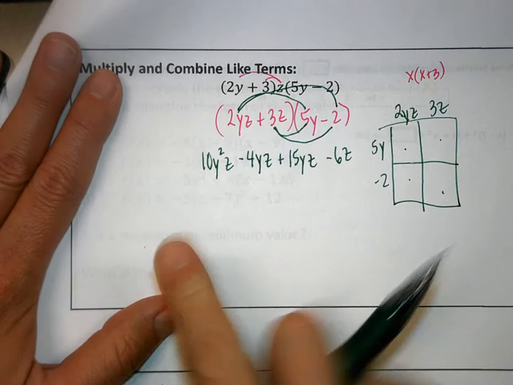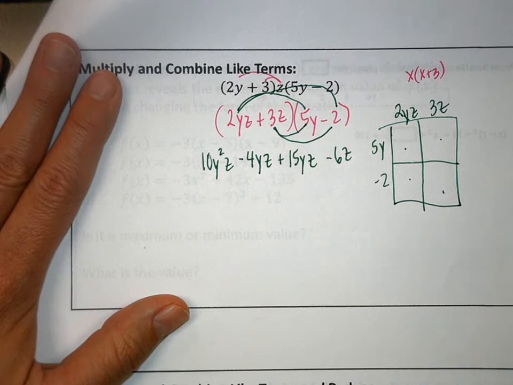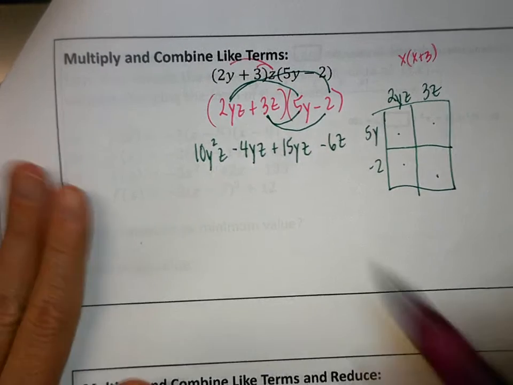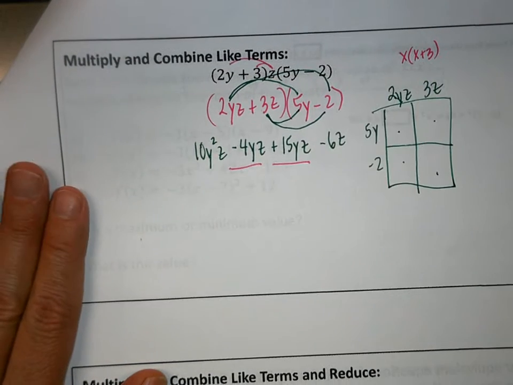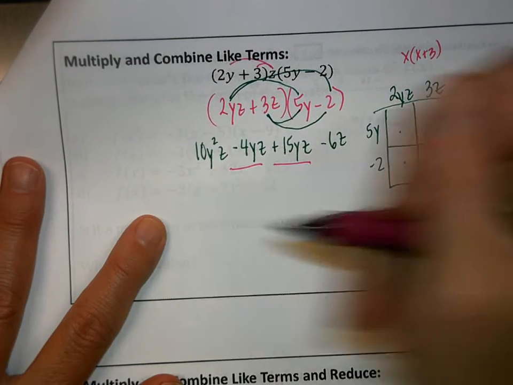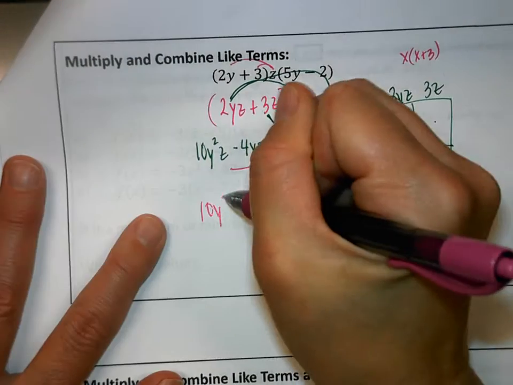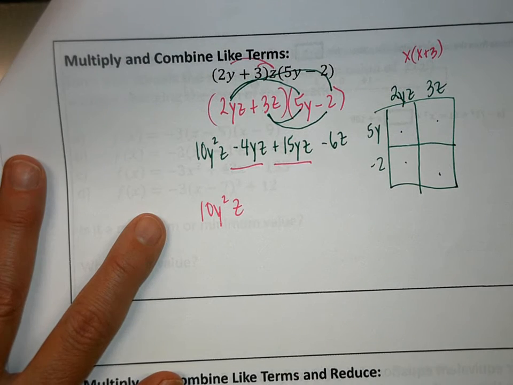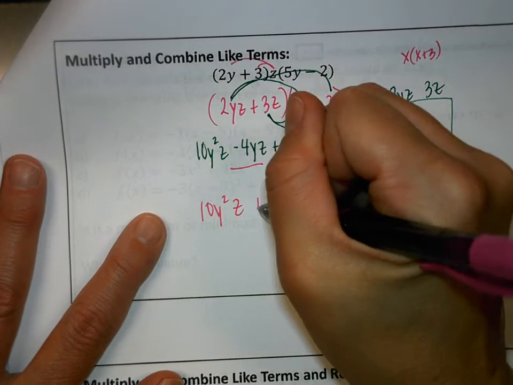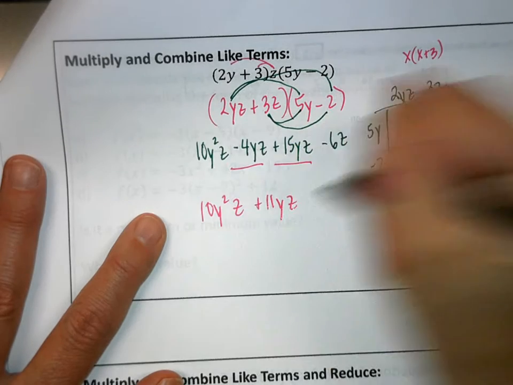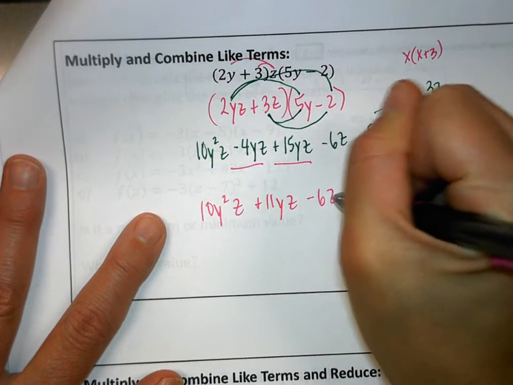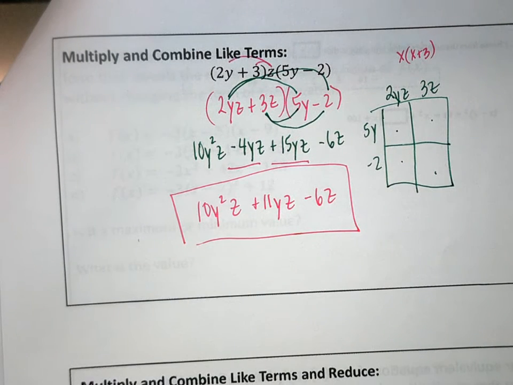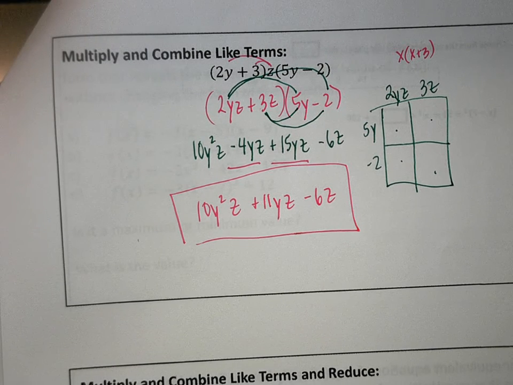Are any of these like terms? Yeah, do you see how both this one and this one are yz? So we can add them together and we end up with 10y squared z. Negative 4 and positive 15 makes how much? Positive 11yz, and then minus 6z. Okay, do we have any questions?